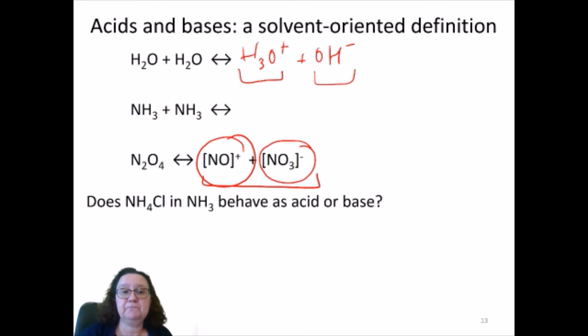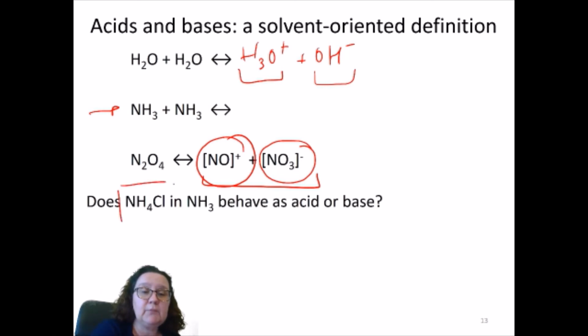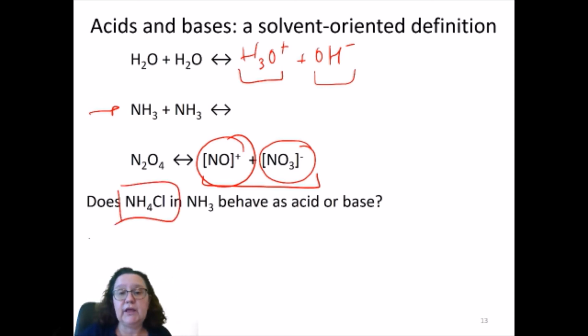And a substance that in dissolving in dinitrogen tetroxide adds to the concentration of nitrates in the solution will be a base. So I'm going to ask you to stop the video for a couple of minutes, do the self-ionization reaction of ammonia, and answer the question: does ammonium chloride in ammonia behave as an acid or as a base? Stop the video now, please.